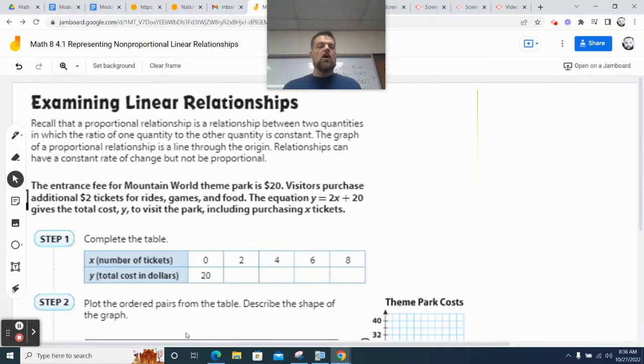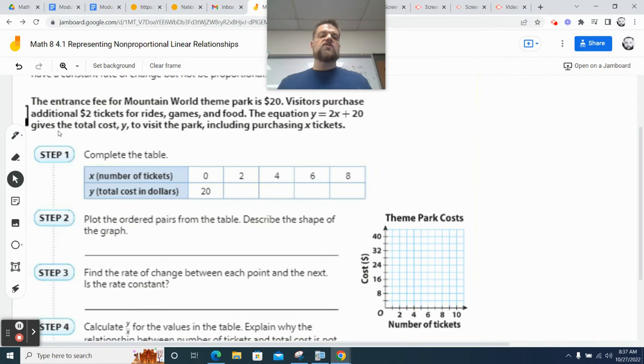All right, so recall that a proportional relationship is a relationship between two quantities in which the ratio of one quantity to the other is constant. The graph of a proportional relationship is a line through the origin. Relationships can have a constant rate of change and not be proportional, which is what I said at the beginning. So let's read this example.